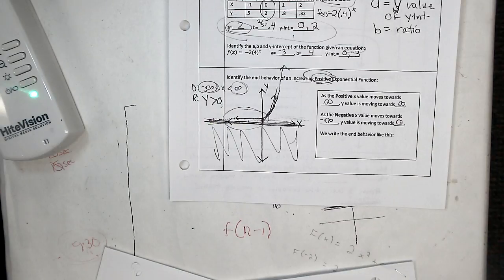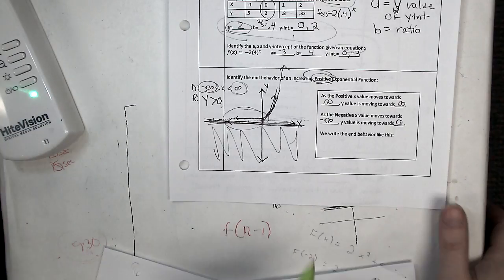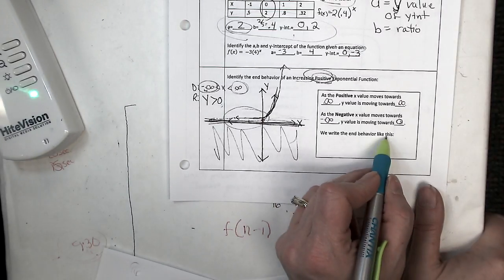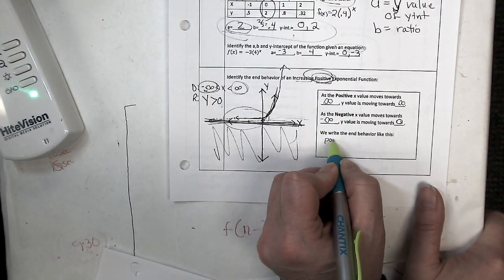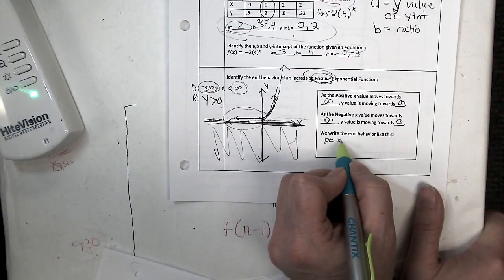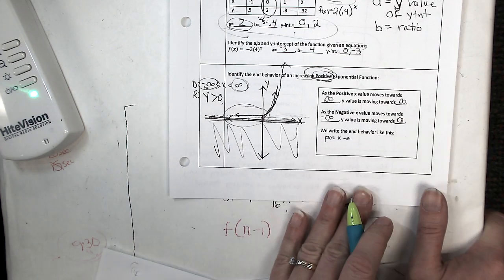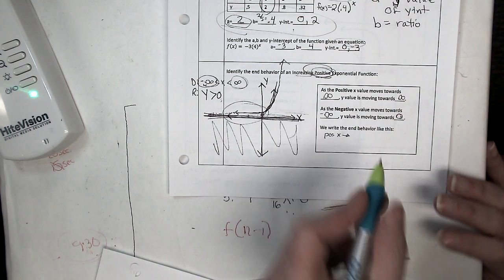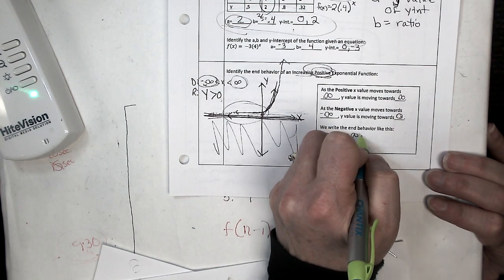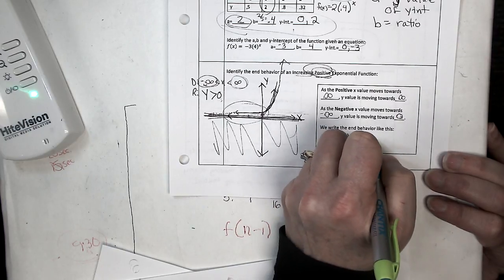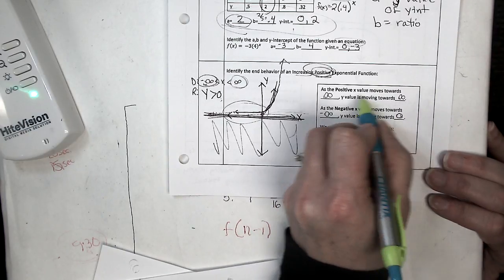So we write the end behavior like this. As the positive x moves towards infinity, comma, then the y value does what? It moves towards infinity with this quadrant, or with this exponential function. There are 4 different types of exponential functions, so you have to pay attention to what's happening to your y value.